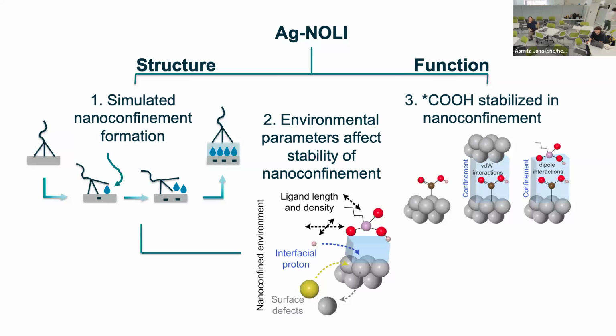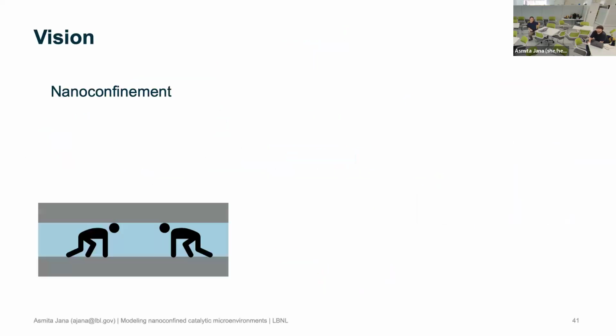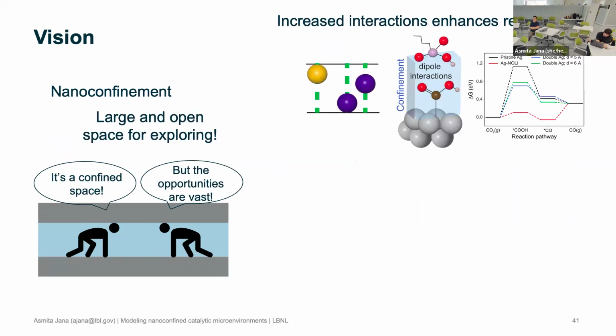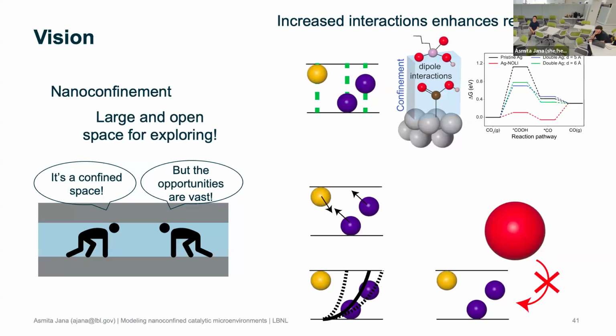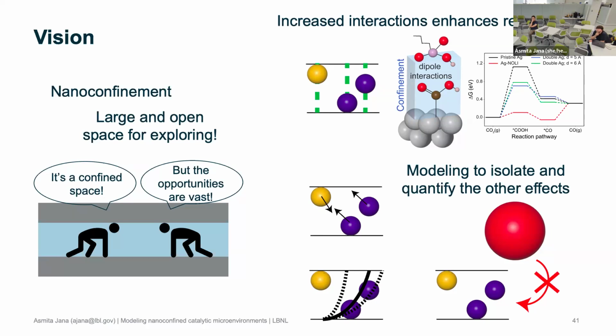And then finally, even though nanoconfinement feels small and confining, it definitely opens up a lot of opportunities. You can see that I've only considered one specific reaction and one specific nanoconfinement effect so far, and it's already been pretty insightful. You can imagine how much more insight we can get if we look at the other nanoconfinement effects and model to isolate and quantify the effects on specific systems, right? So I think that's the direction in which some of us have been trying to work.